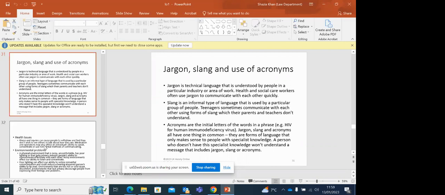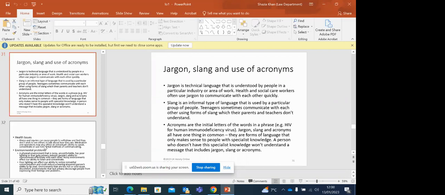Acronyms are the initial letters of the words in a phrase, for example HIV for human immunodeficiency virus. Jargon, slang, and acronyms all have one thing in common. They are forms of language that only make sense to people with specialist knowledge. A person who doesn't have the specialist knowledge won't understand a message that includes jargon, slang, or acronyms.